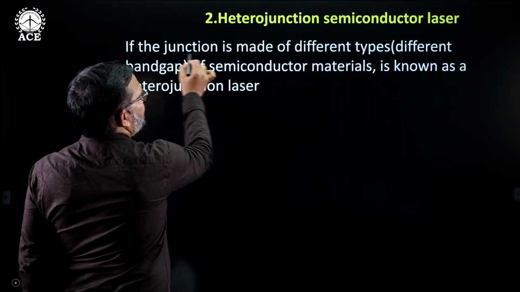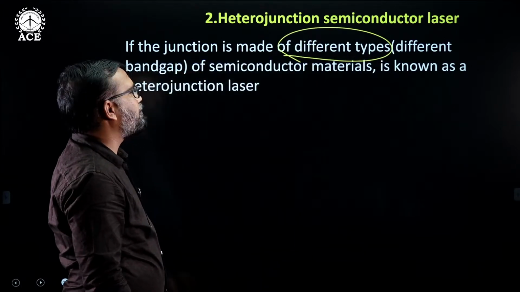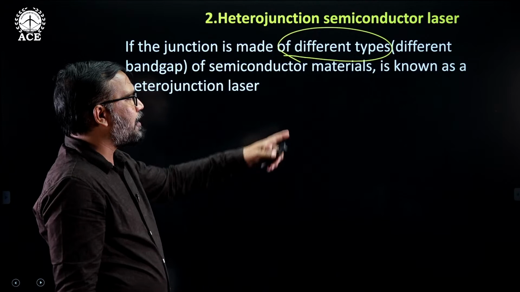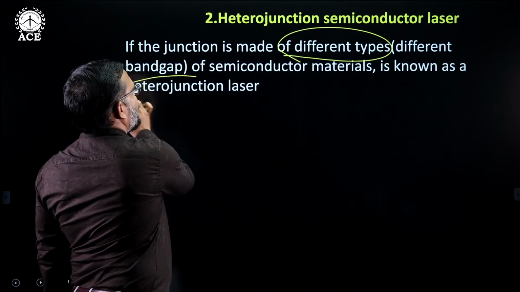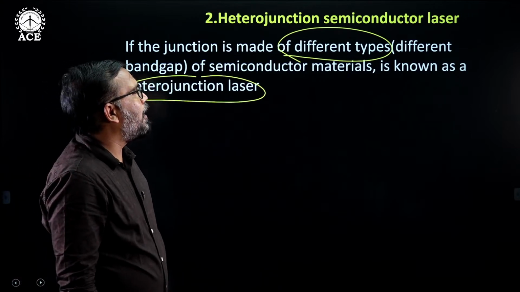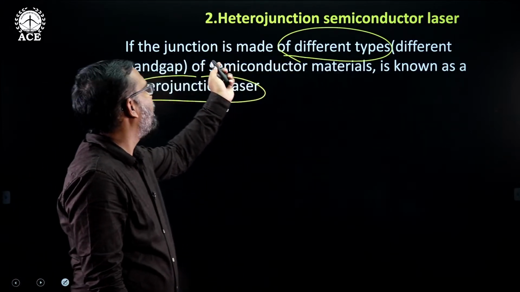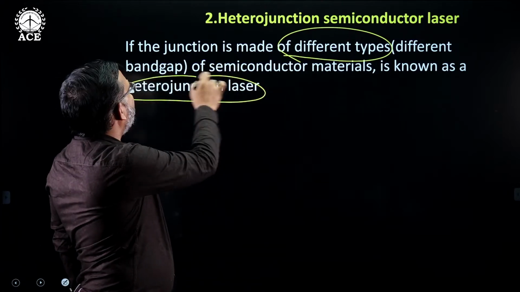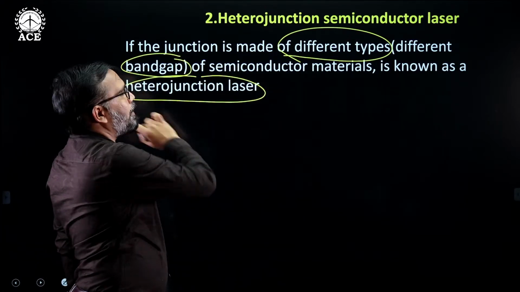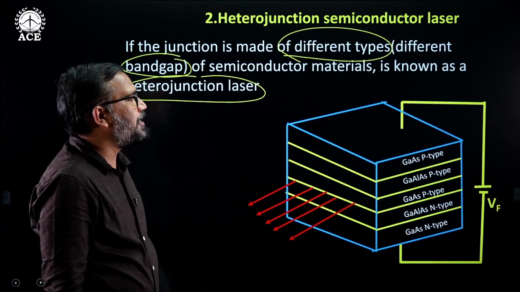So if the junction is made up of different types, meaning different band gap semiconductor materials, it is known as a heterojunction. Simple. The materials are of different types, the band gap is different, and the junction is made up of different band gaps. Then it is called a heterojunction semiconductor. So here it is a heterojunction.